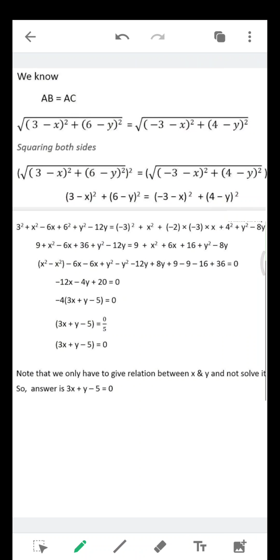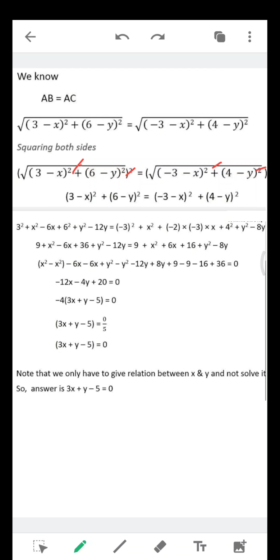So I'm equating both AB and AC, squaring on both sides so that I can cancel square and root. Square and root get cancelled here and here. So remains 3 minus x whole square plus 6 minus y whole square here, and here remains minus 3 minus x whole square plus 4 minus y whole square. Okay, simplifying it by using the a minus b whole square identity, expanding all these.